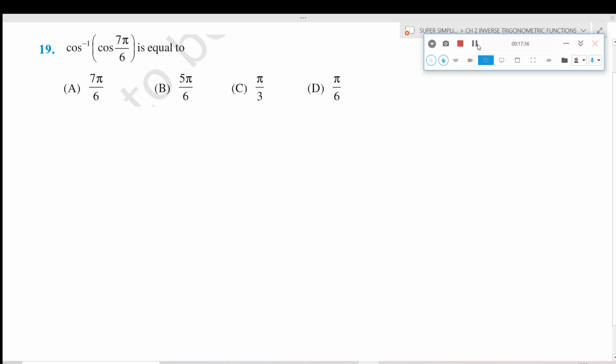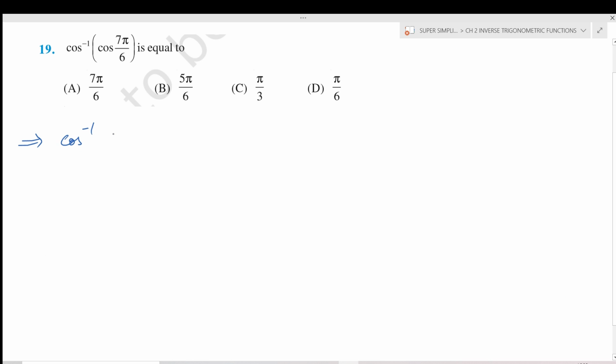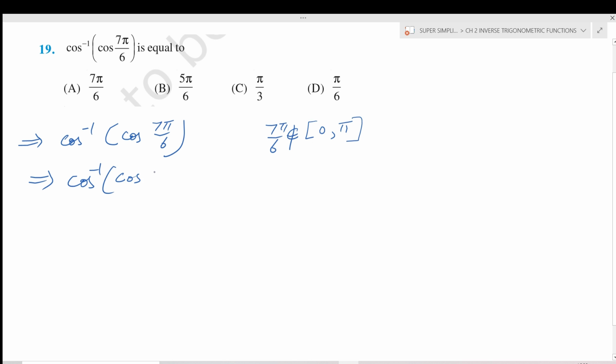Now question number 19. You have to find the value of cos inverse cos 7 pi by 6. So we have to find cos inverse of cos 7 pi by 6. Now students, I cannot directly write it as 7 pi by 6 because the principal value range of cos theta is 0 to pi, and 7 pi by 6 does not belong to this interval. Therefore, I cannot directly write its value to be 7 pi by 6.